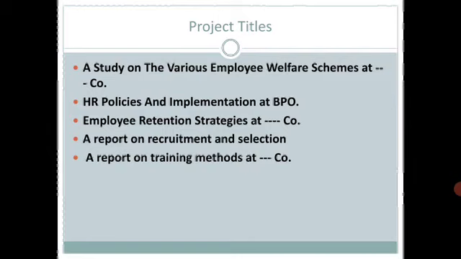Then you are supposed to say something about the significance of the study, means why this study is so important. You are supposed to mention it.